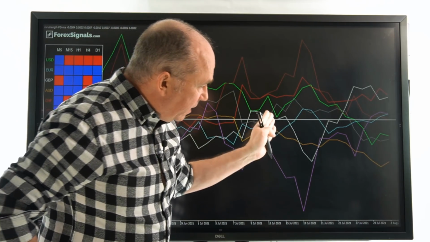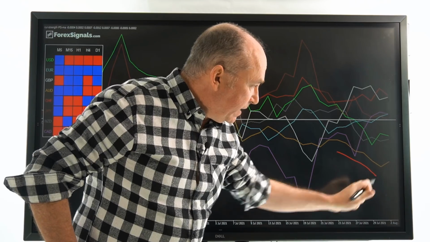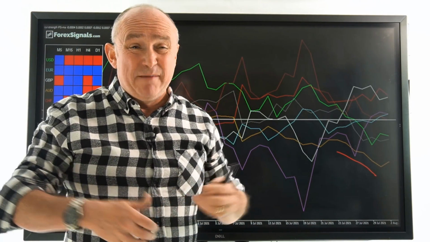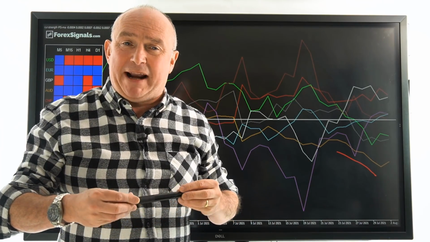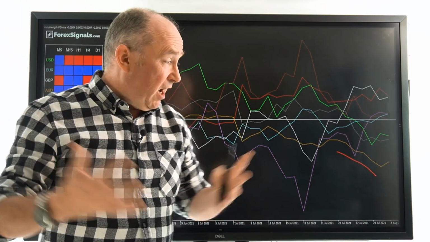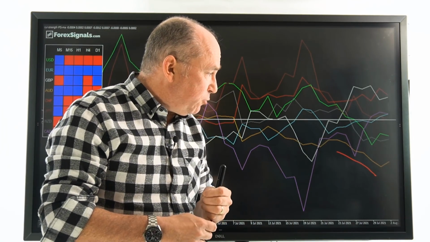Also note here the Australian dollar, the orange line down here. This has also been a really weak currency over the last few weeks, basically being plagued by the COVID pandemic, with lockdowns now spreading across Australia, impeding on their economy as well. So the Australian dollar has been under a lot of pressure.